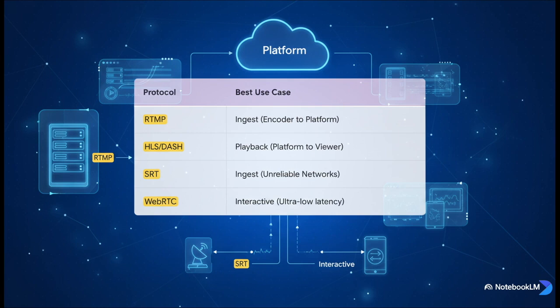So the bottom line is this. Modern streaming is all about using the right tool for the right job. RTMP is still the undisputed king of ingest. HLS and DASH are the standards for delivering to a massive audience. And yeah, newer protocols are out there, SRT for when you have a bad network connection, and WebRTC for super interactive stuff. They all have their own specific vital roles to play.